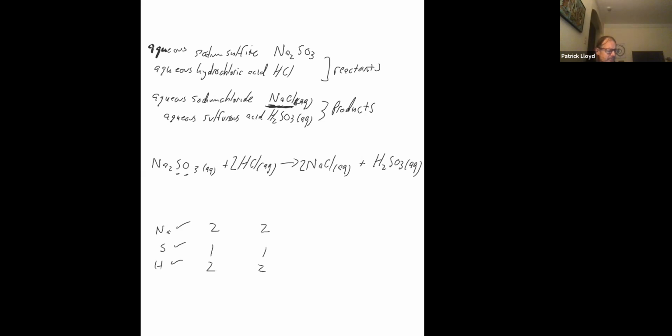Now, what about chlorine? Chlorine, there's 2 on the left, right? The coefficient refers to the whole compound. So 2 hydrogens and 2 chlorines. But guess what? It does here too. We have 2 chlorines on both sides. What about oxygen? I didn't do oxygen. There's 3 on both sides. All 5 elements are done. You now have a balanced equation.